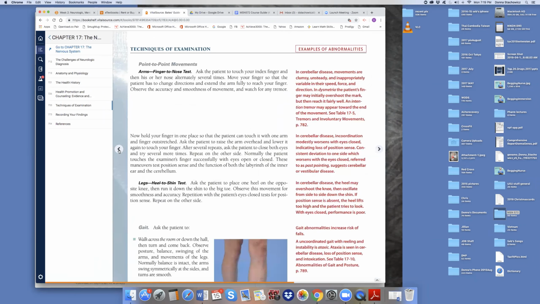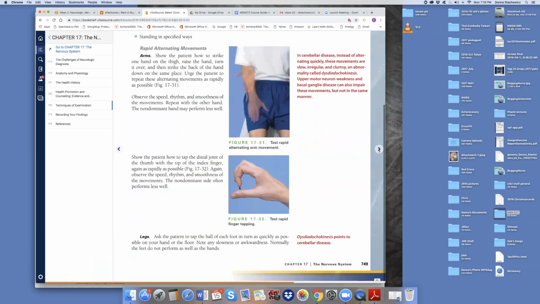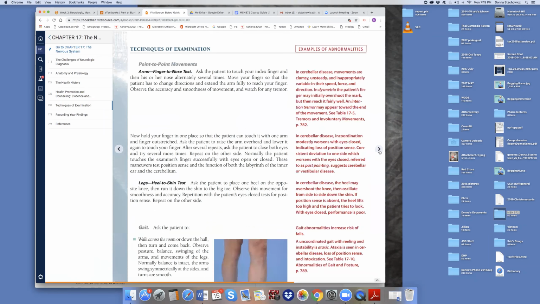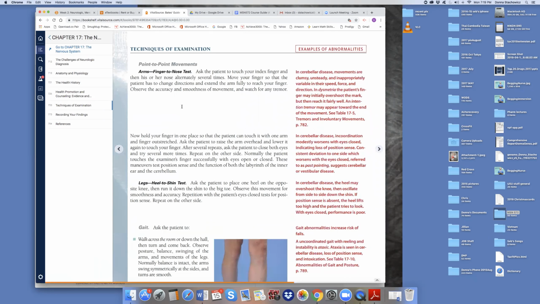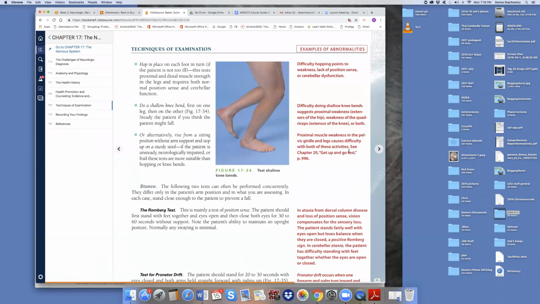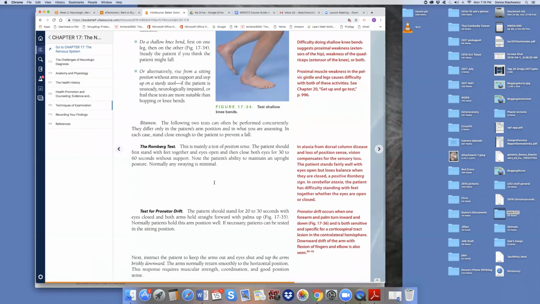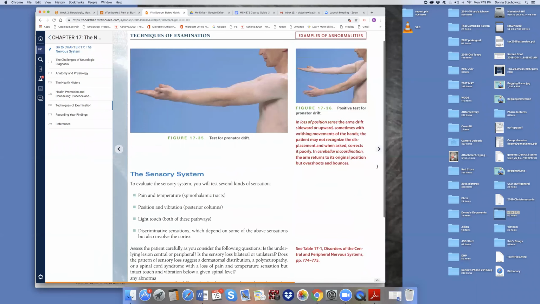Rapid alternating movement. So now we're going into the cerebellum assessment, which is checking for coordination. So there's a few different tests you can do for that. The nose to finger test, that's when the patient touches their nose and then they touch your finger, but you move your finger around. The Romberg test and pronator drift are described on page 751, and they're required elements in your video exam.